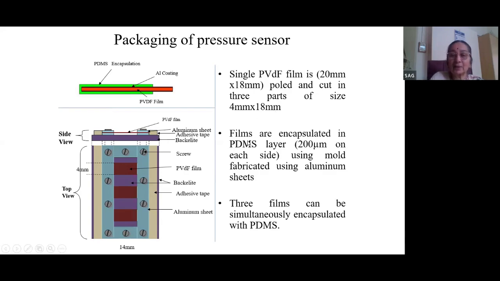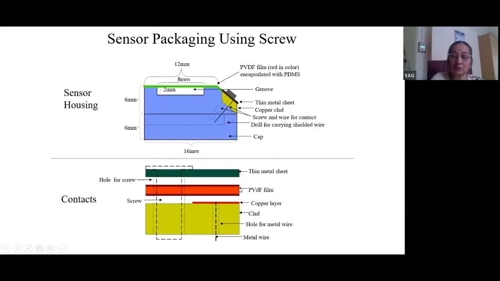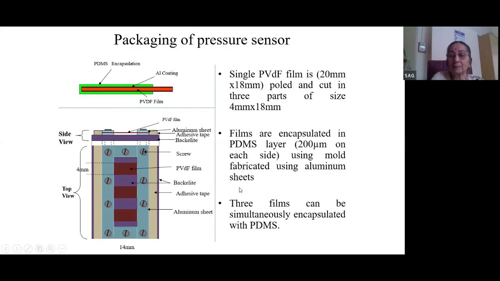The films are encapsulated in a PDMS layer of 200 micron on each side using a mold fabricated using aluminum steel. These 3 films were simultaneously covered, encapsulated using PDMS, because we want the thickness of the PDMS also to remain constant for getting a constant, same response from all these films.